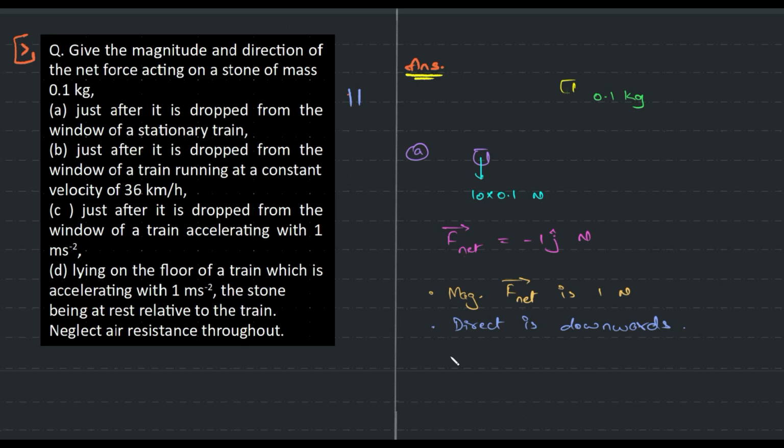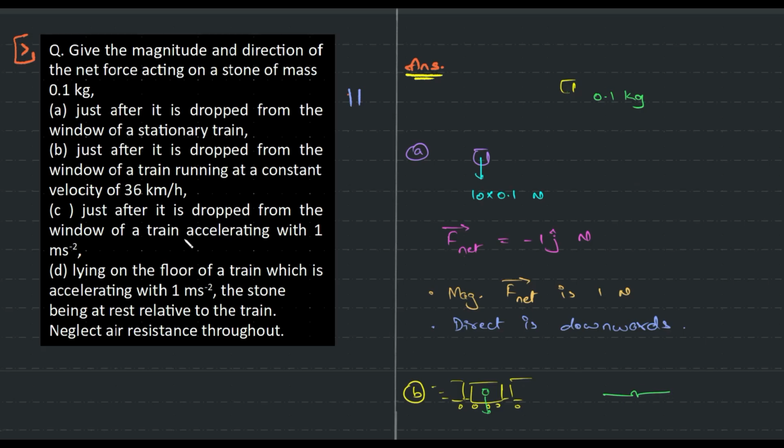Okay, then just after it is dropped from the window of a train running at a constant velocity. If the train is already moving and then the stone is dropped, what will happen? Nothing. Everything remains the same.